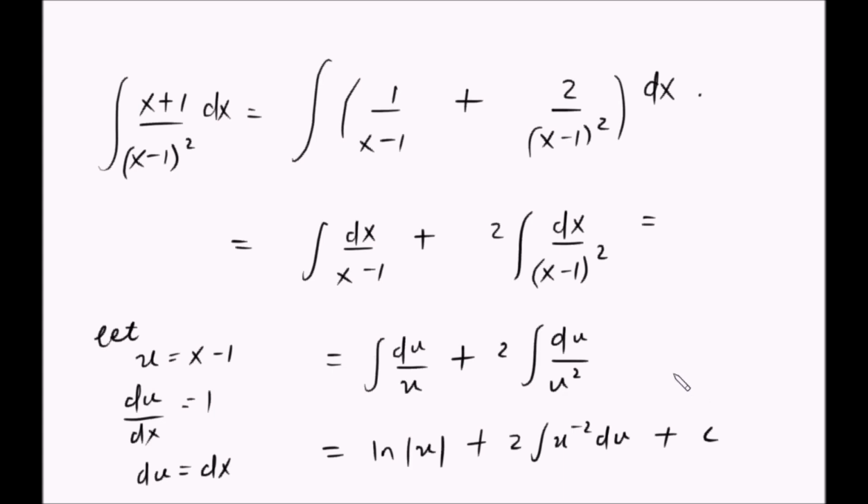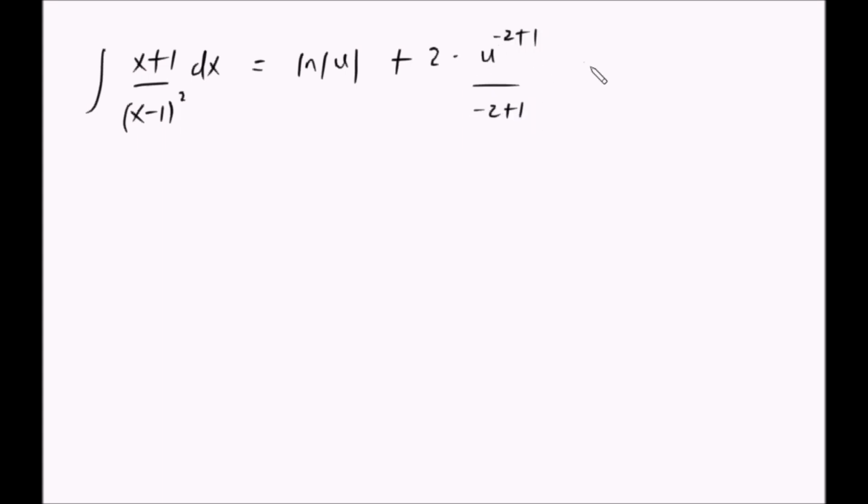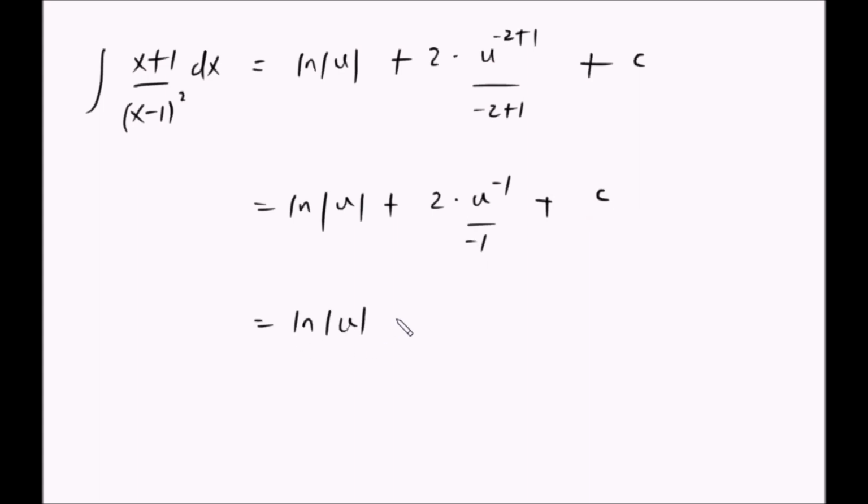So, this question: the integral of (x + 1) over (x minus 1) squared with respect to x. Here I will have ln u. Here I would have the 2 outside; integrating the inner one gives u to the power negative 2 plus 1 over negative 2 plus 1, then plus c. So it will be ln of u plus 2 times u to the power negative 1 over negative 1, plus c. If I simplify this, it will be ln of u minus 1.